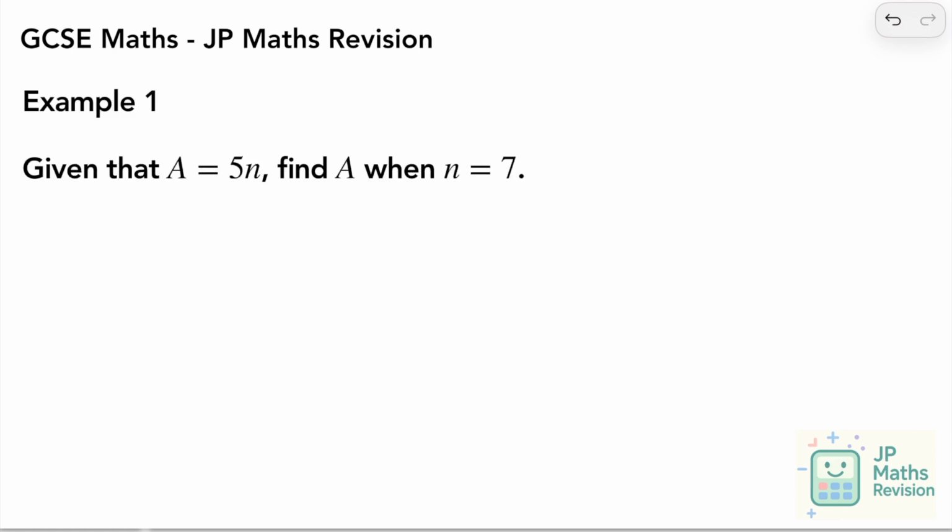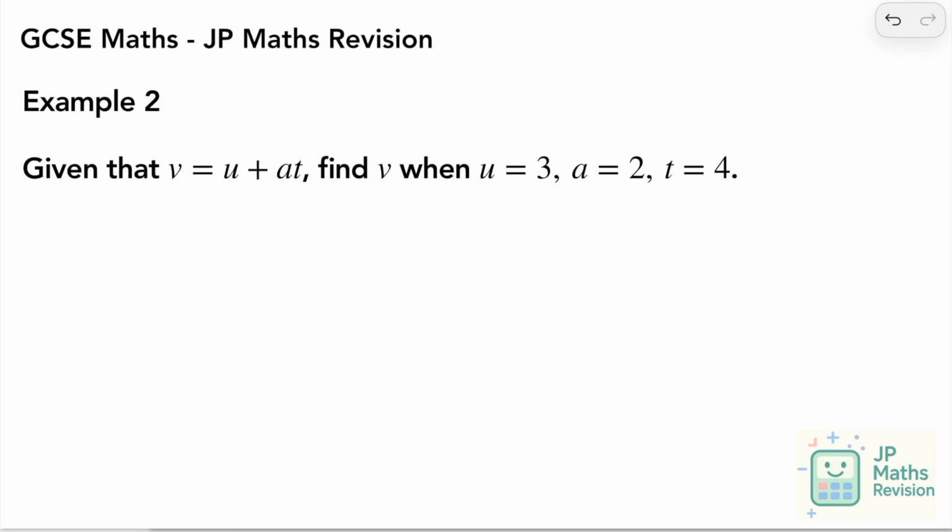So here's an example. We have, given that a equals 5n, we want to find a when n is 7. So we are going to replace n with 7. So we have a equals 5 times 7, which is 35. So when n is 7, a is 35.